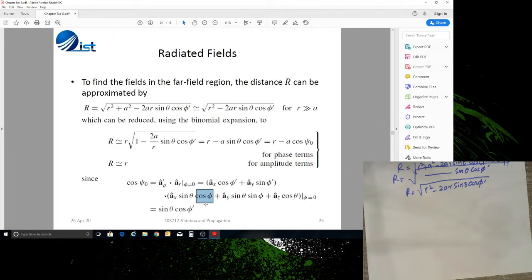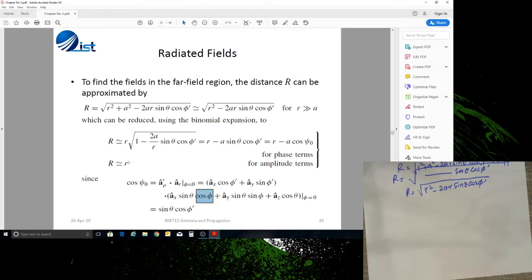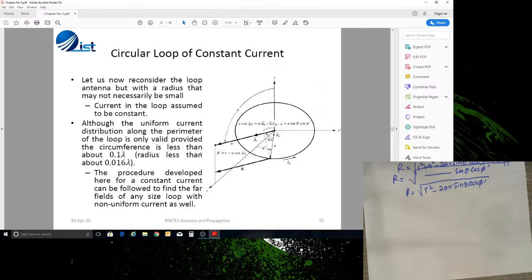Okay, so now what we're going to do is substitute this R and this R into the auxiliary function that we saw earlier as well.